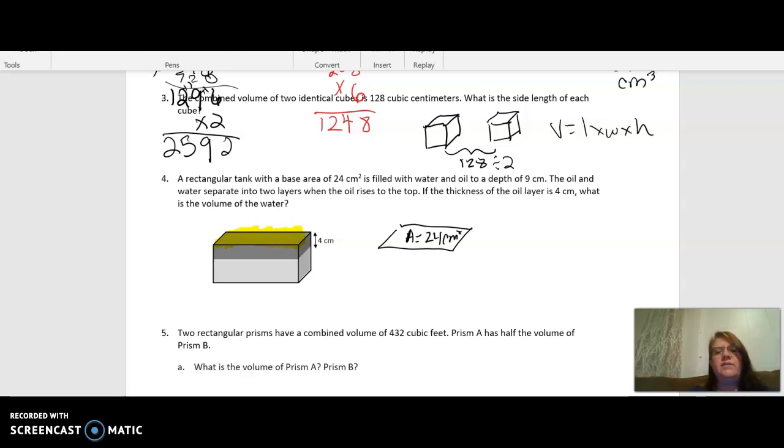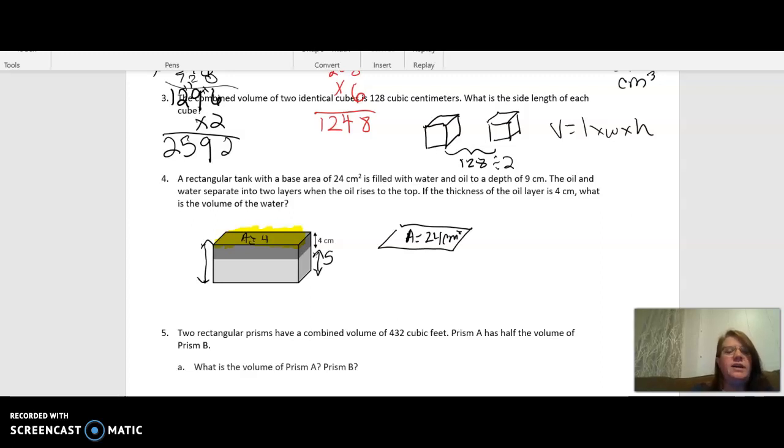Okay, when it's filled with water and oil to a depth of 9 centimeters. So the total, when we're talking about the total, is 9. Well, we know we have 4, so what's left here? What's left here is 5. So I know that the area in here is 4, and I have to know something.